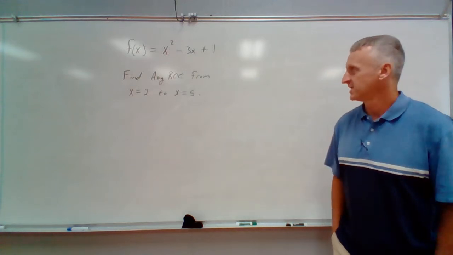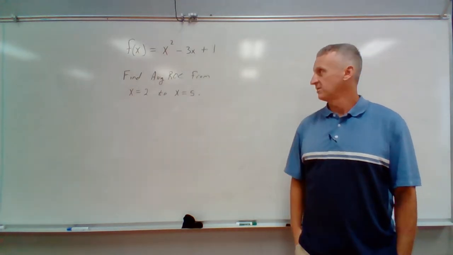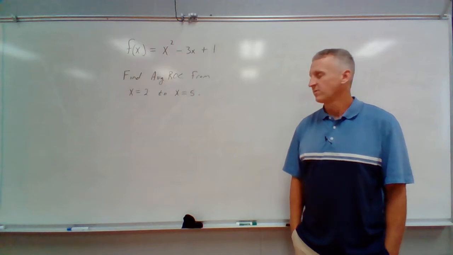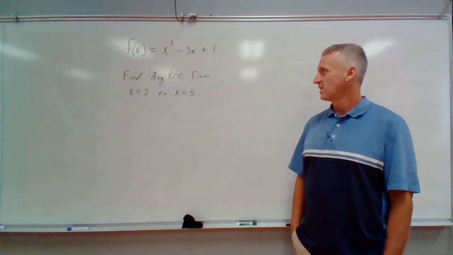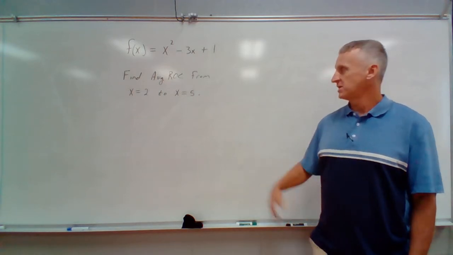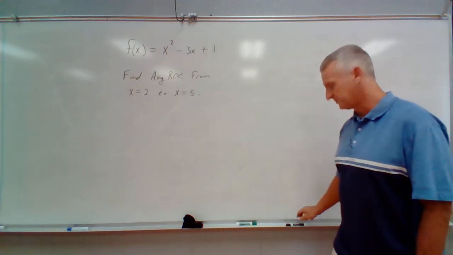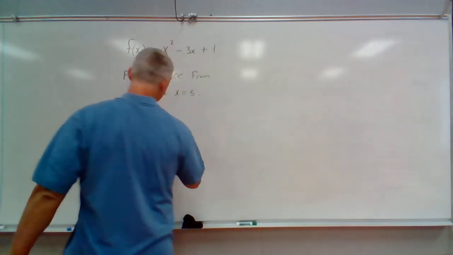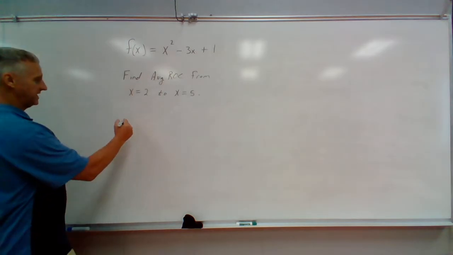All right, let's do another example. So I've given you another function up here, a little more complicated than the others. We're not going to draw a graph of this one. We want to find the average rate of change of that function from x equals 2 to x equals 5. So all we have to do is use the definition that we just had.